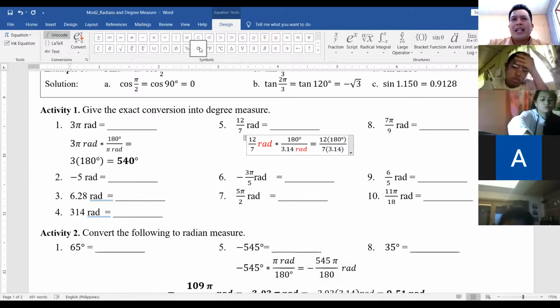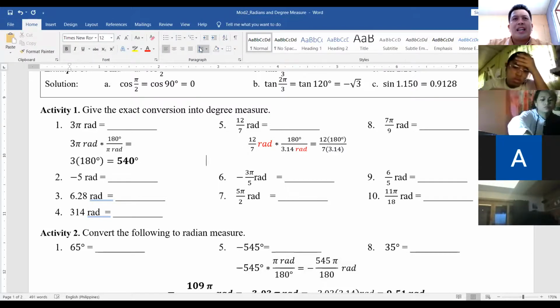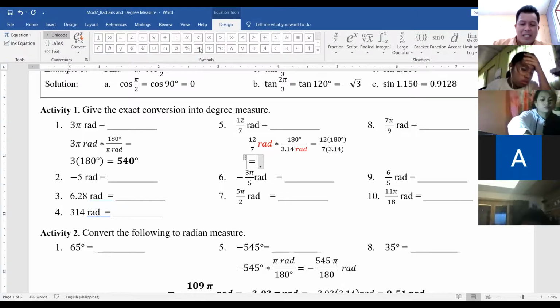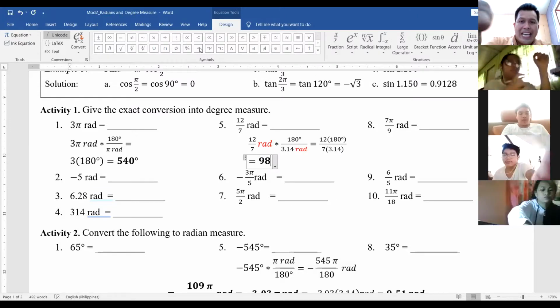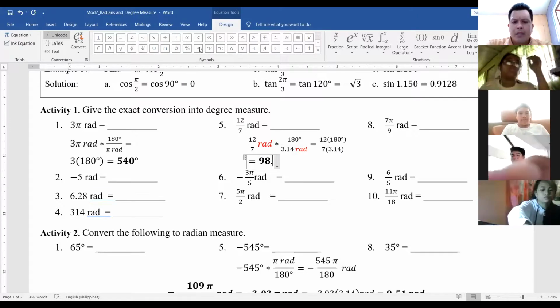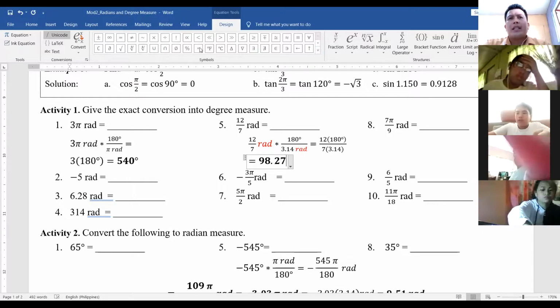And what is next there, class? Everything is done in your calculator. Press your calculator, 12 times 180 divided by 7 times 3.14. That is 98.22. Very good. 98.22, 98.27. Why is it 98.27? Why is it 22, Daniel?